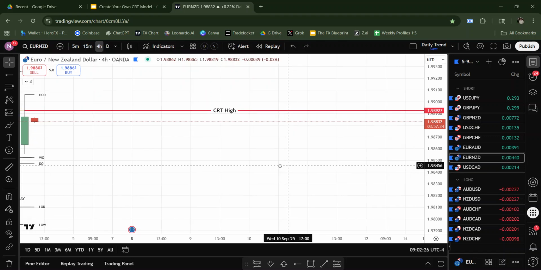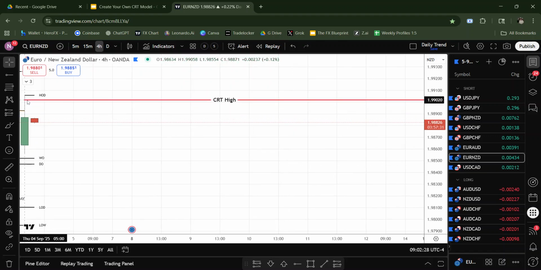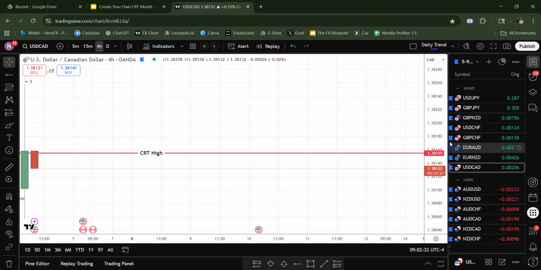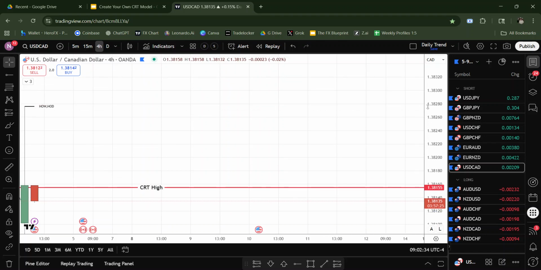For Euro New Zealand, let me get rid of these. Once again, price needs to go above that high for me to be interested. CAD.